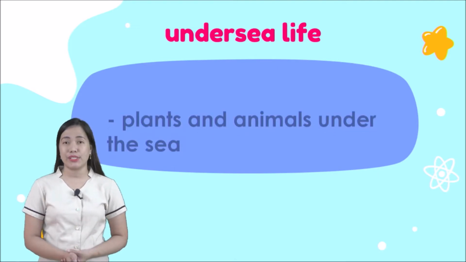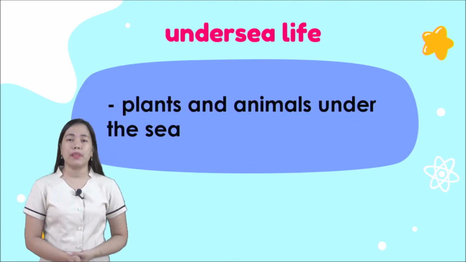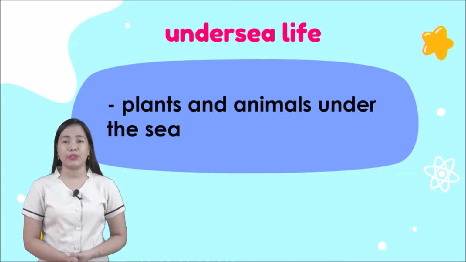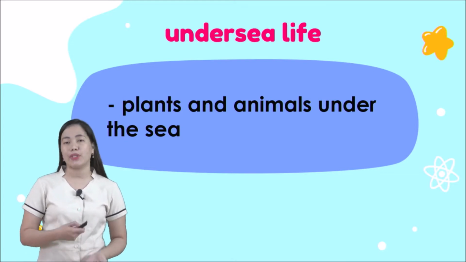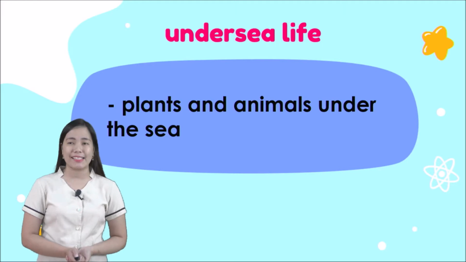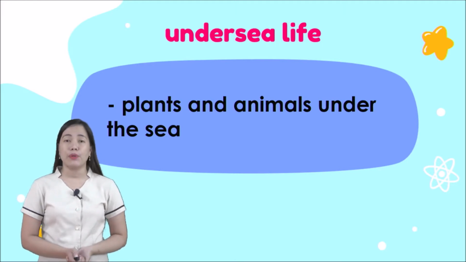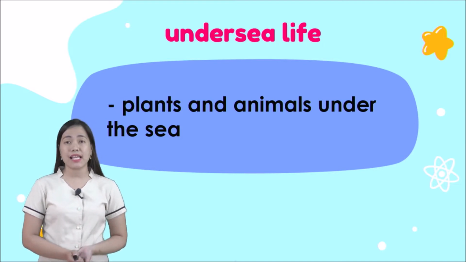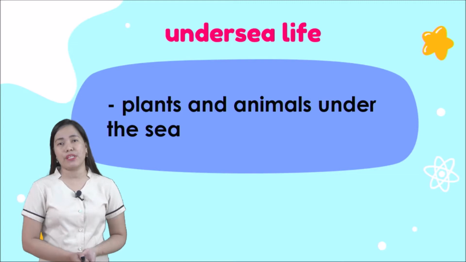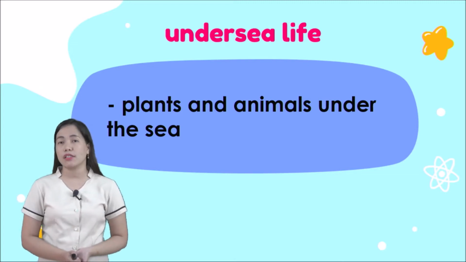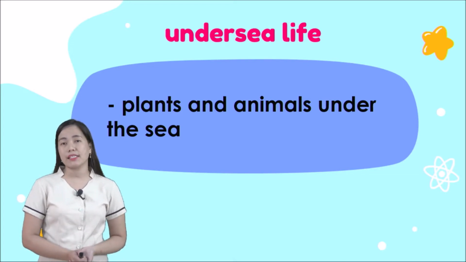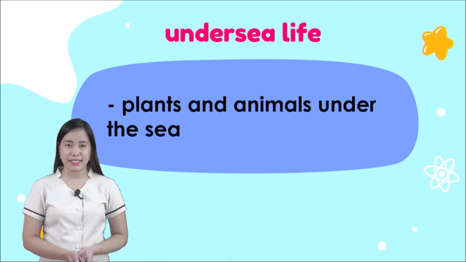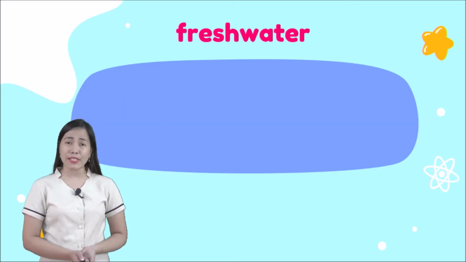Next one, undersea life. When we say undersea life, those are plants and animals under the sea. When we say plants under the sea, those are the sea grasses and seaweeds. And when we say animals under the sea, those are fishes, squids, octopus, whales, like that.